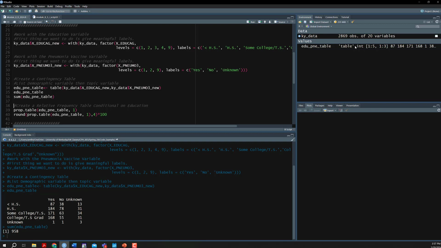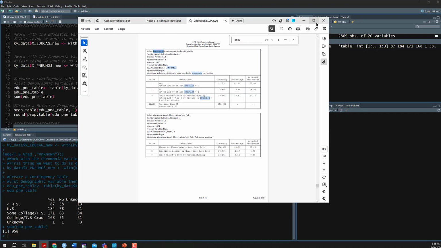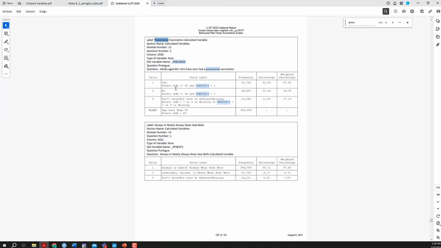But to look at why this number isn't as low as it might seem, we can go back to the code book to get some further information about these questions. Here we have the code book for the pneumonia vaccine variable, and notice that this question was only asked of those over the age of 65. That's why there aren't many people here that answered this particular survey question.